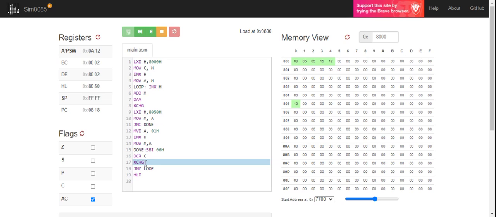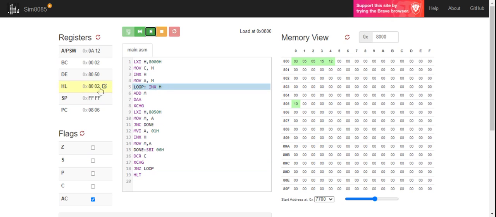Now when I give this XCHG, what will happen? 8002 will come into HL, 8050 will go into DE. So this is what is going to happen over here. Now you will see that both of these values are exchanged. Now when I decremented C, was a zero generated over here? No, the zero flag was not generated. So if zero is not generated, what am I going to do? I'm going to go back into the loop over here.